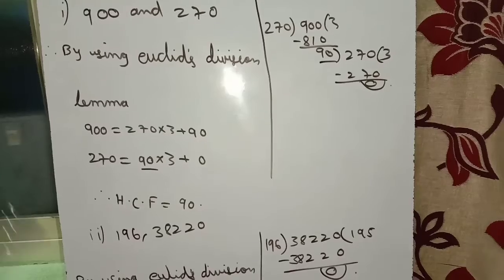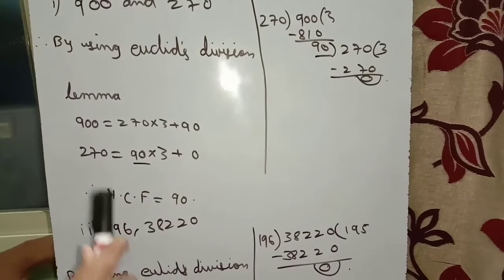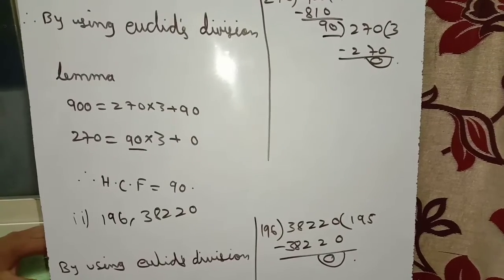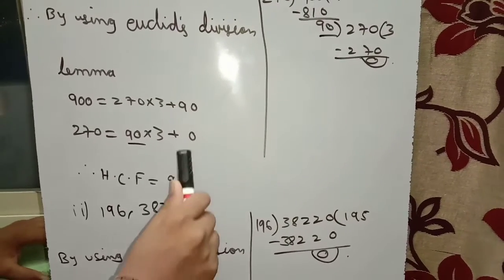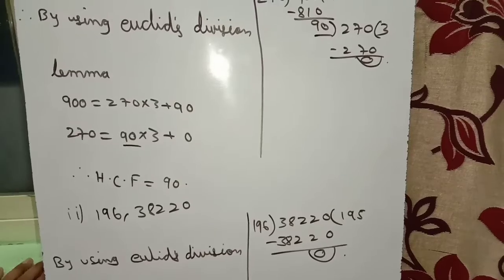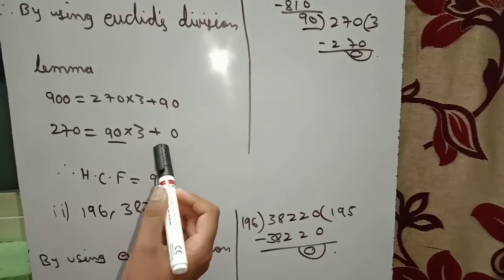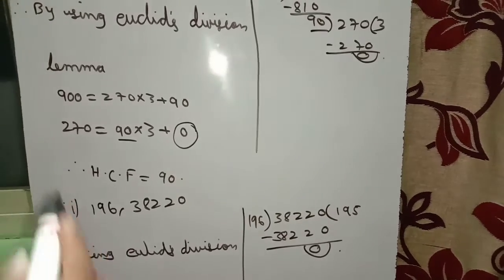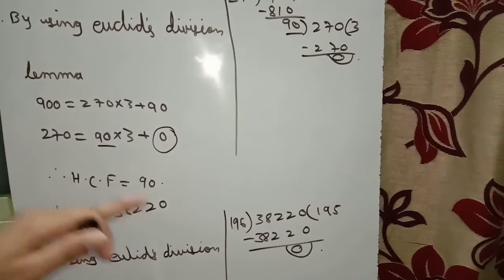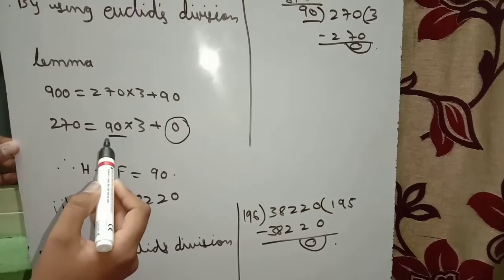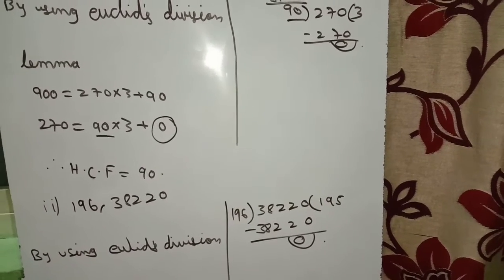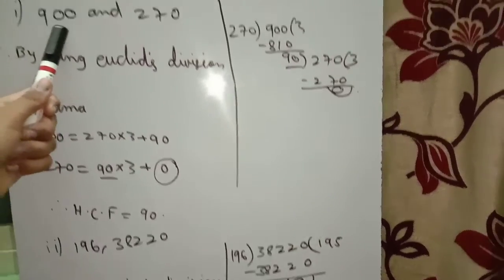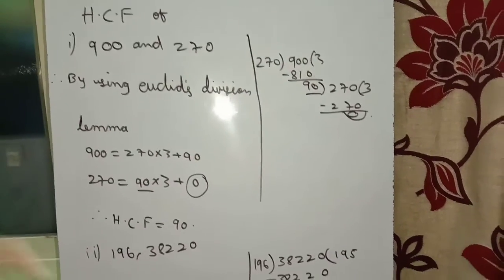So friends, the HCF is the divisor of the step in which the remainder is 0. Here we can see the remainder is 0, so the divisor in that step is the HCF. Here the divisor is 90. So finally we have got our HCF, that is 90. So the HCF of 900 and 270 is 90. We have to understand it like that.